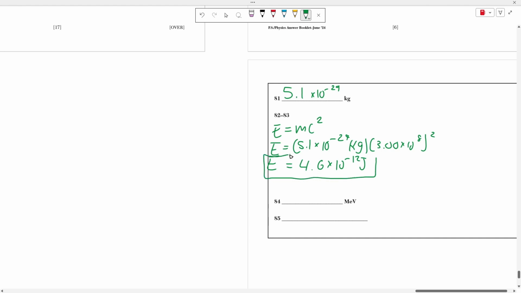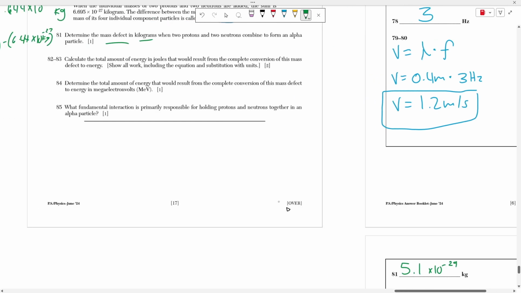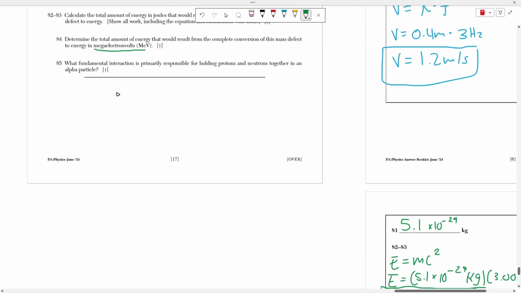If you box that in, we're going to move on to number 84. Number 84 asks us to determine the total amount of energy that would result from the complete conversion of this mass defect into energy in mega electron volts. Right now we have energy in joules, but I want to convert joules into mega electron volts. So let's see what we can do.